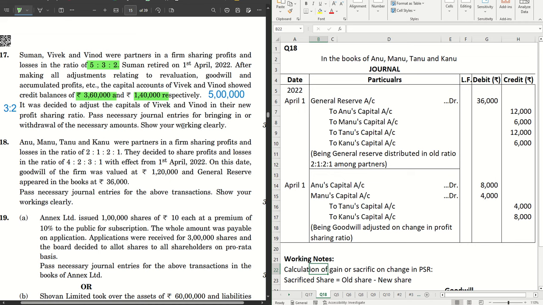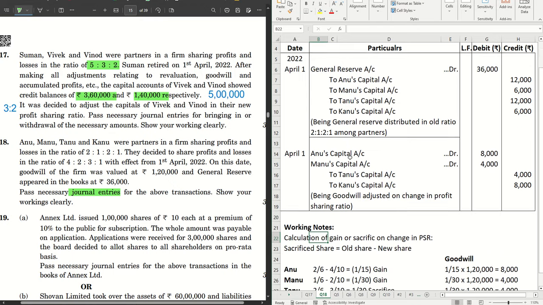Question 18 is a sum on change in profit sharing ratio. We have four partners, Anu, Manu, Tanu, and Kanu, who are sharing profits and losses in the ratio 2 is to 1 is to 2 is to 1. And they have now decided to share future profits and losses in the ratio 4 is to 2 is to 3 is to 1, with effect from 1st April 2022. On this date, goodwill of the firm was valued at 1,20,000 and general reserve appeared in the books at 36,000. You are required to pass journal entries for the above transactions and show the workings clearly.